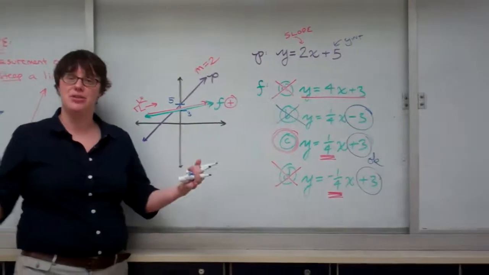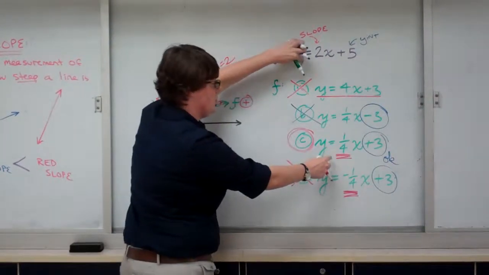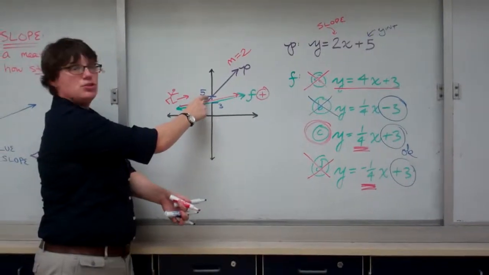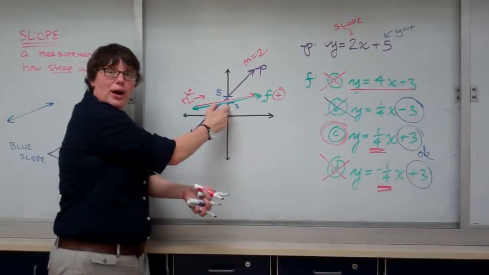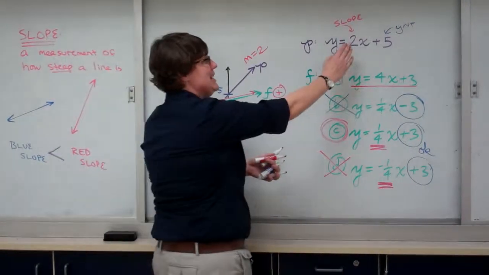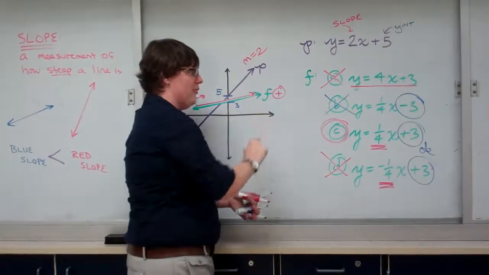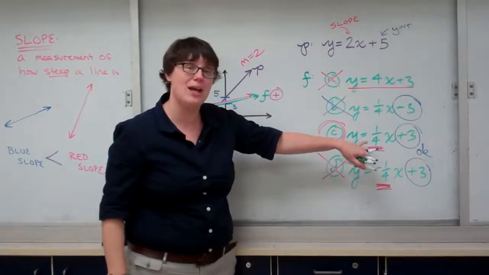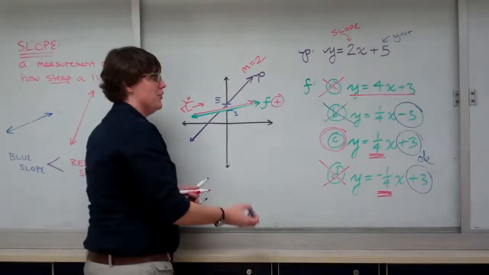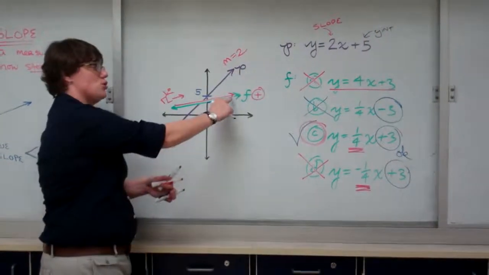Take it all together. Think about the y-intercepts and the slopes. Line P had a y-intercept of 5, so line F, sure, it could have a y-intercept of 3. Furthermore, line P had a slope of 2. It was steeper than line F. It makes sense that line F could have a weaker slope, a smaller slope of 1/4. And for that reason, answer choice C is a reasonable equation to describe line F.